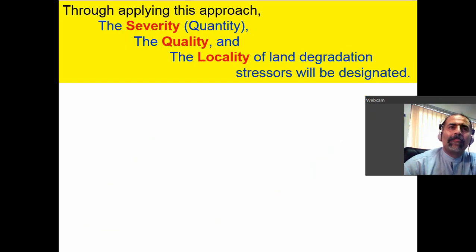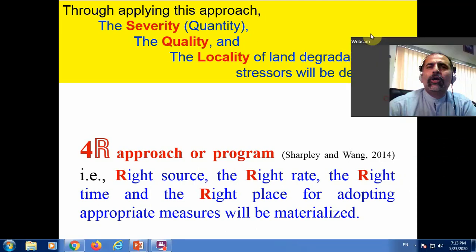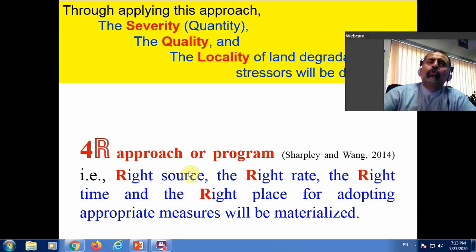And see here, through applying this approach, now we know the severity, that is the quantity, the quality, the type, and also the locality of land degradation, etc. So if we know these things, we can follow up for our approach or program. We can simply follow up for our approach or program.